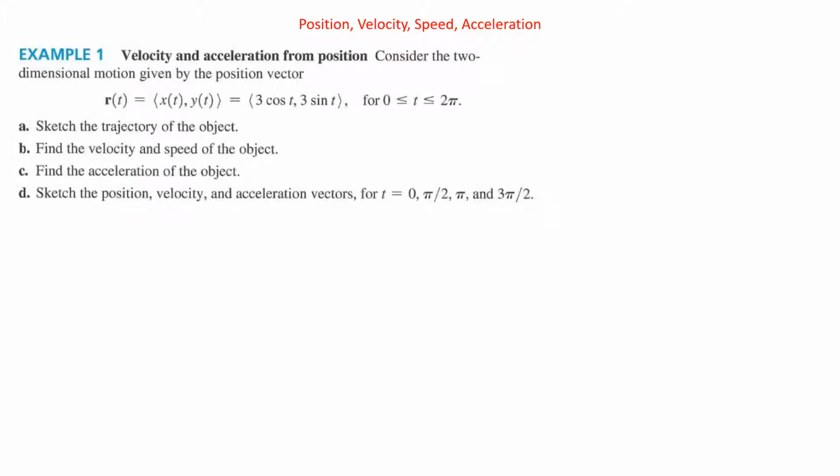So let's look at a problem. Consider the two-dimensional motion given by the position vector r of t is 3 cosine t, comma 3 sine t, for t between 0 and 2 pi. First, we'd want to sketch the trajectory of the object. The trajectory is just the position. It's the path the object takes.